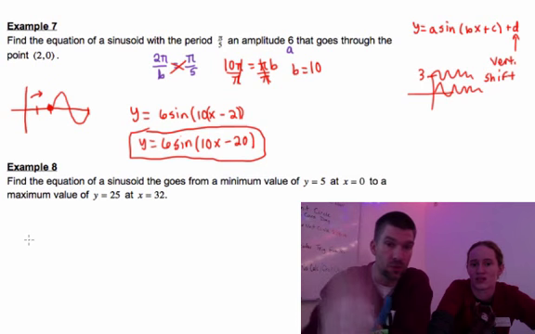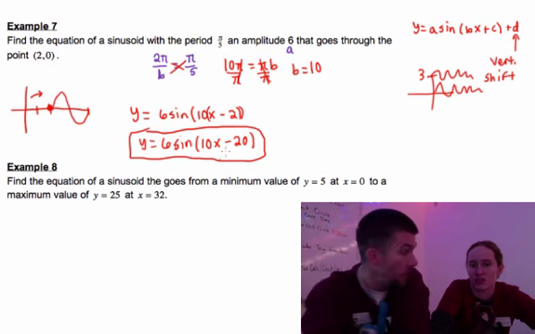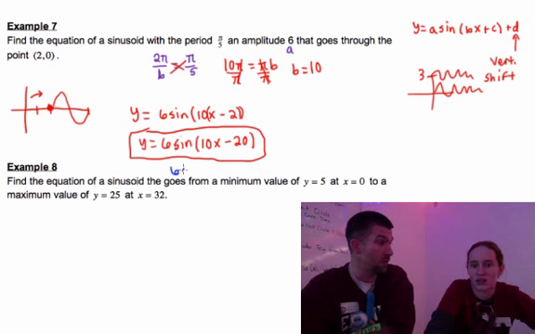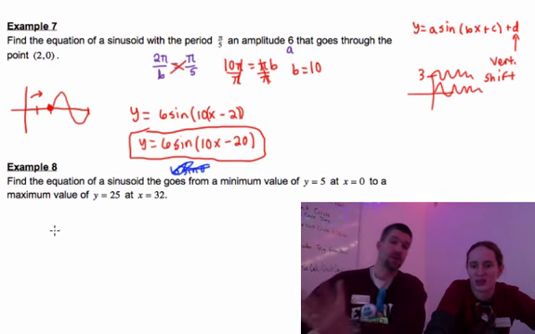And just do a real quick check in here. 10 times 2 is 20. Minus 20 is 0. The sine of 0 is 0. So we're good. Awesome. There's all kinds of ways to check. We checked it. Yeah. It works.